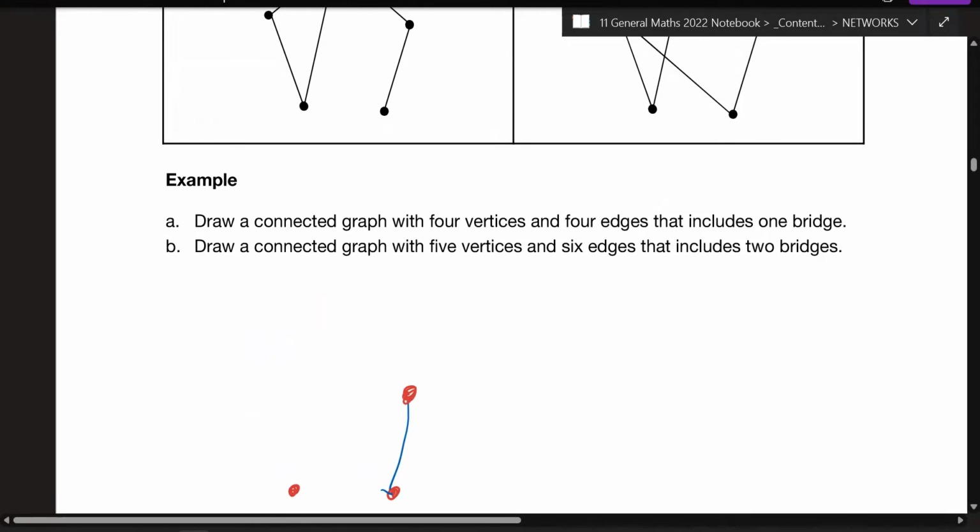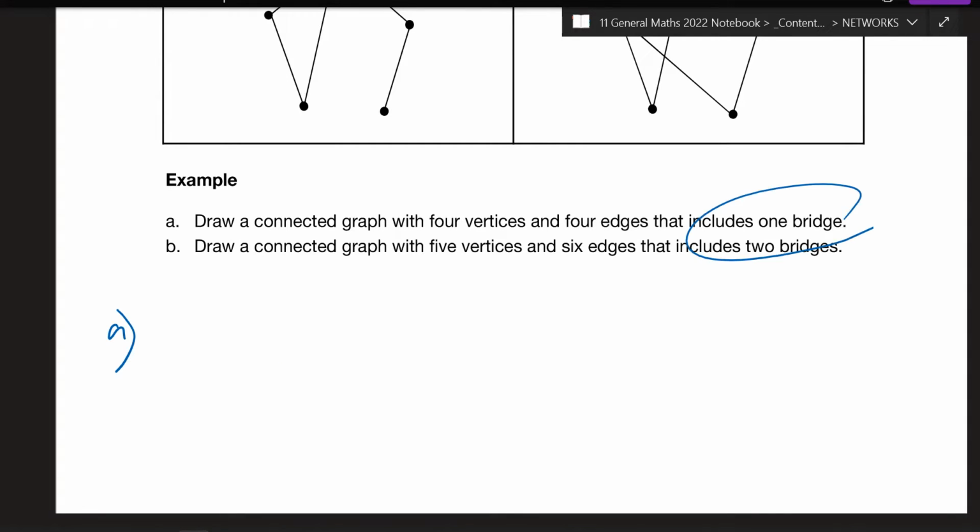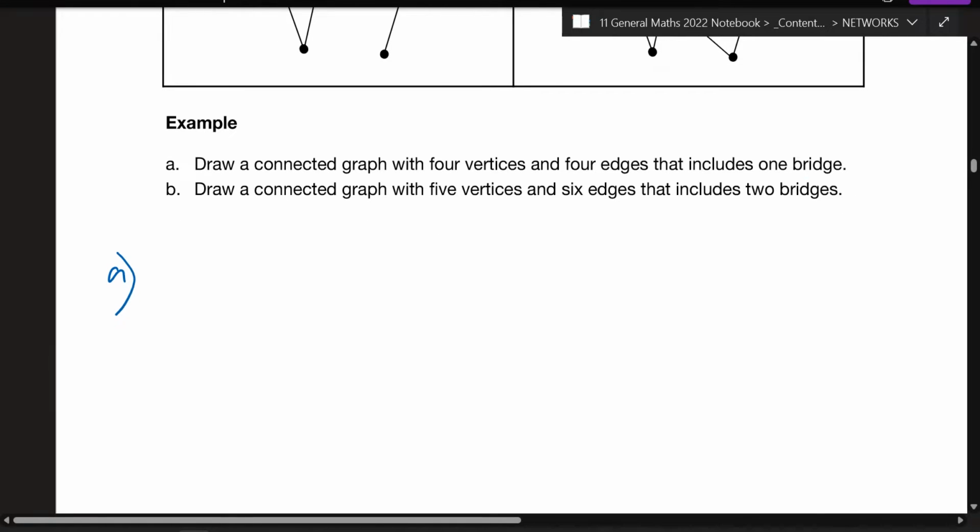All right, let's do these examples and then we'll do some exercises. So part A, draw a connected graph. So it has to be connected. 4 vertices, so 4 dots and 4 edges. That includes one bridge. It doesn't say at least one bridge, but I'm just going to make it so there's only one bridge in the graph.